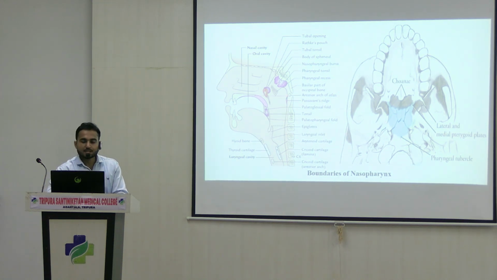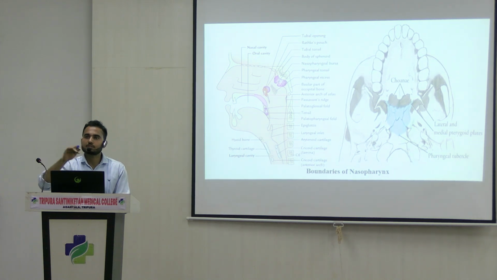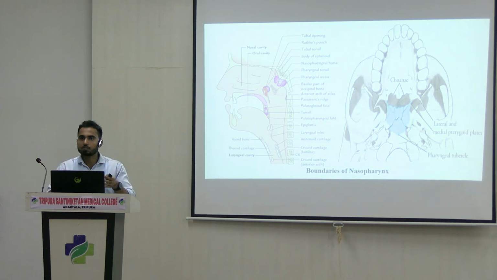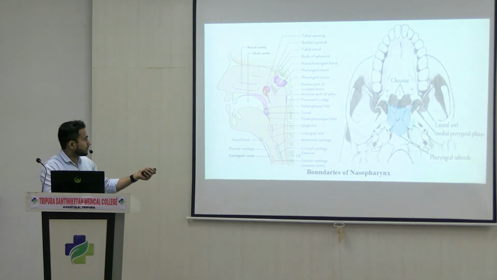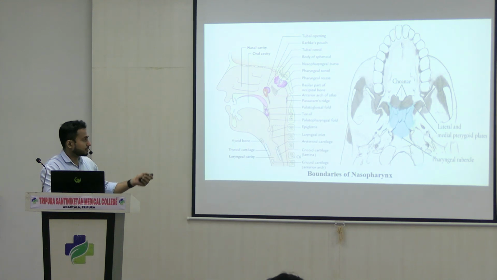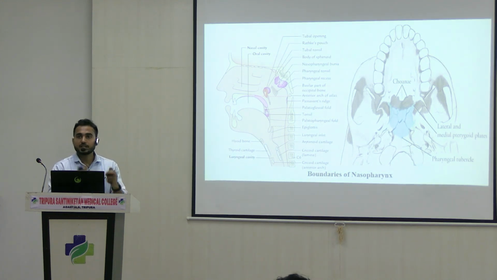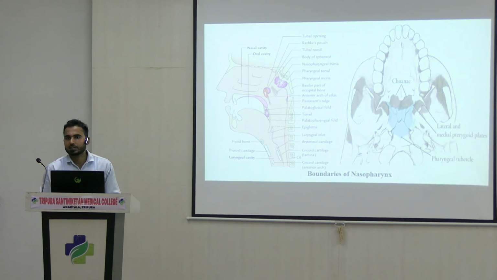Okay. Next, the lateral wall. So we have seen what is present in the roof, we have seen what is present in the floor, then anterior wall, posterior wall. What about the lateral wall? How will the lateral wall be formed? Lateral wall is formed by the medial pterygoid plate of the sphenoid bone. ये देखो, this is the medial pterygoid plate, this is the lateral pterygoid plate. So this medial pterygoid plate is forming the lateral wall of the nasopharynx. Okay, so this is the entire boundary of the nasopharynx.